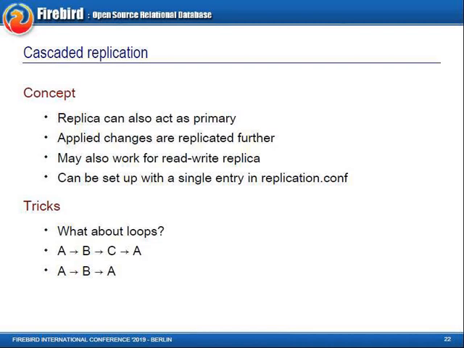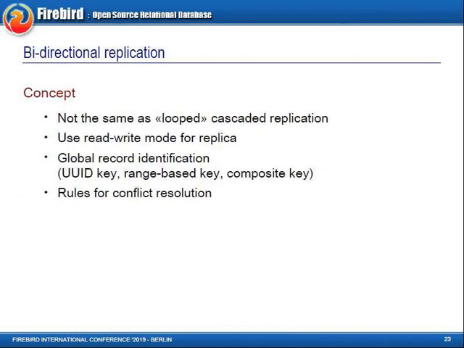One may think, if we set up a loop between these nodes, does it really become multi-master replication? No, it's not. With cascaded replication, the replicated changes are replicated further. With really bidirectional replication, the replicated changes are not replicated further. Only the local changes are replicated back. This is the key difference between these two modes.